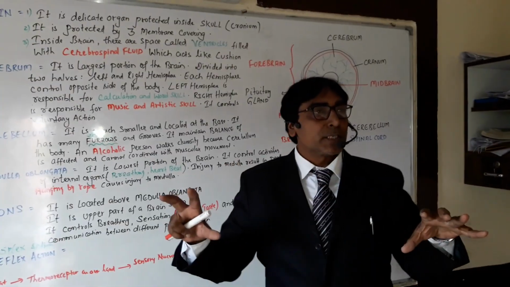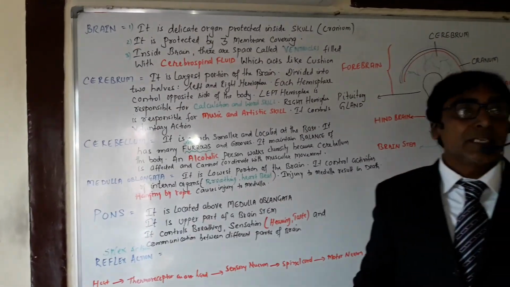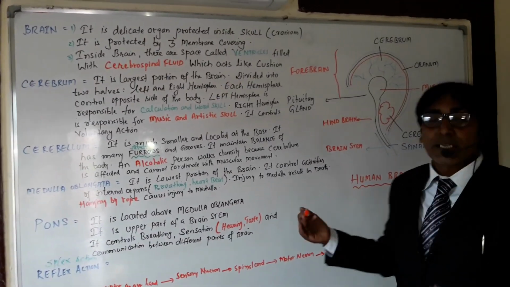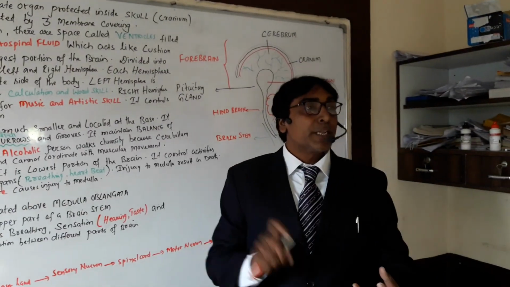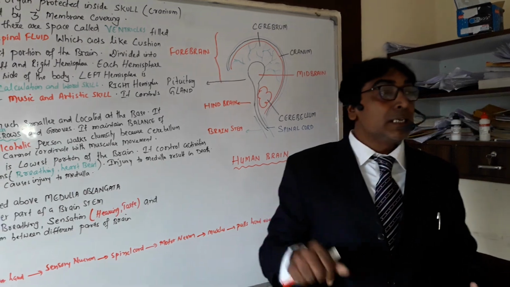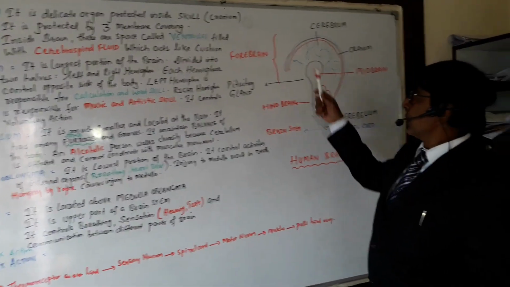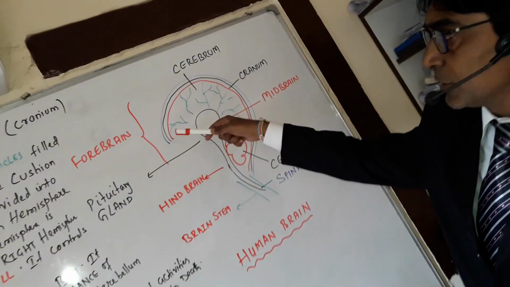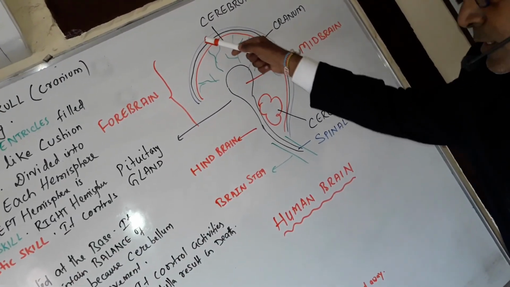So, what is the brain? First of all, we'll learn this one. The brain is a delicate organ which is present inside the human body. It is protected by the skull. The skull is covered by three membranous coverings. You can see here, these three coverings are called meninges.